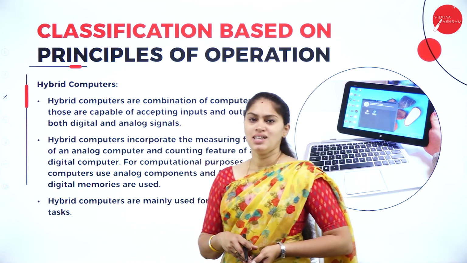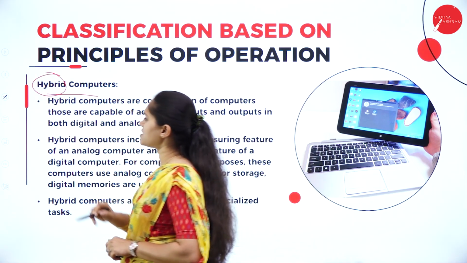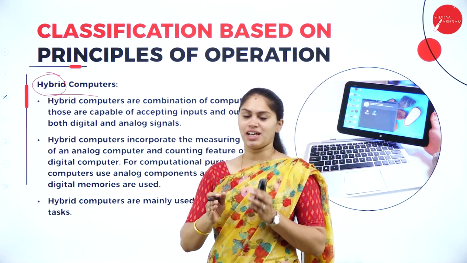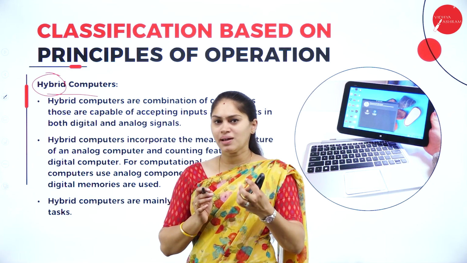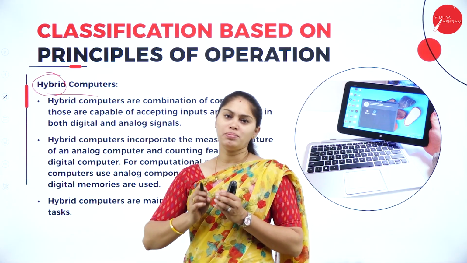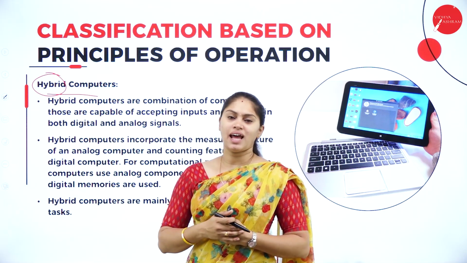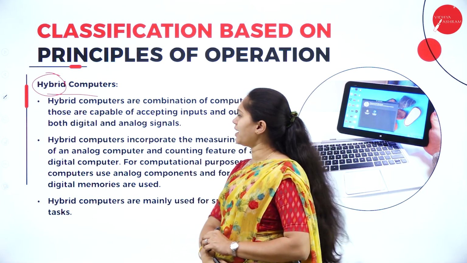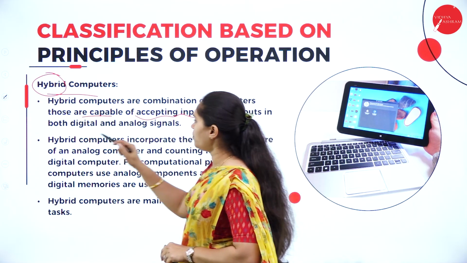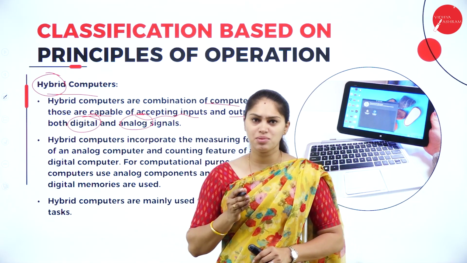Next we'll see the last type, that is all regarding what? Hybrid computer. As the name indicates, hybrid, it will be a combination of what? Analog as well as digital. So when it comes to the analog, you need to plug in all the advantages of that analog computer, and in the digital computer you need to plug in all the features and its advantages. When we combine them together, we have this hybrid computer. It is a combination of computers capable of accepting inputs and outputs in both digital and analog signals. It works based on both types, that is what? Analog and digital.